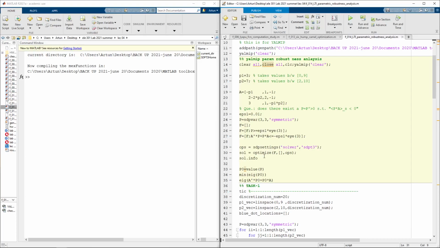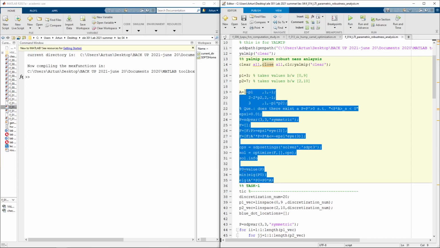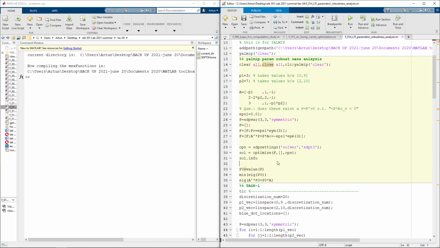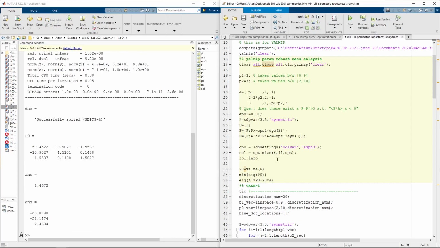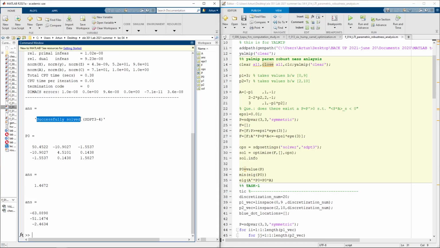After that, we check the solution information, for example, if it is infeasible, or it converged to the optimum value. We like to get that information. So this is like 10 lines of code, not too bad. Let's run it. What does it say? It says successful solve.